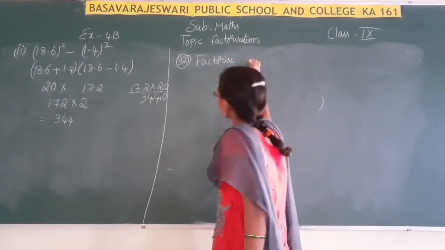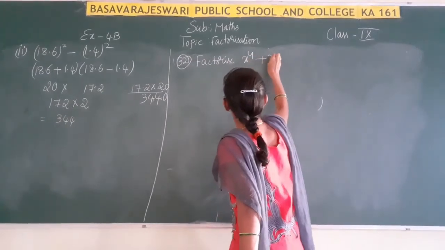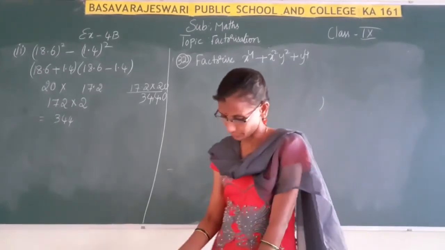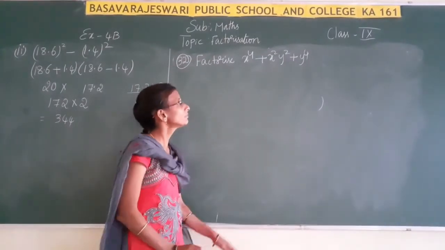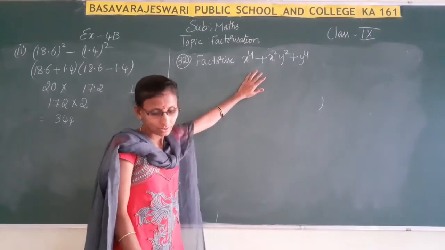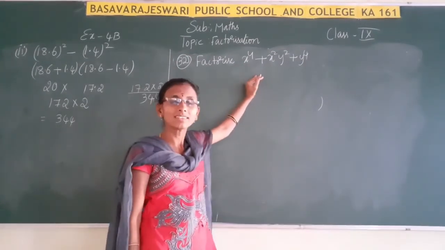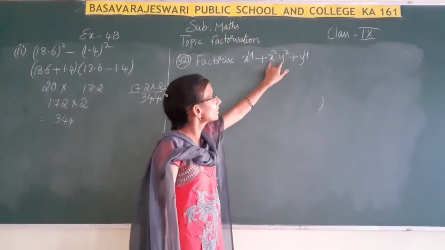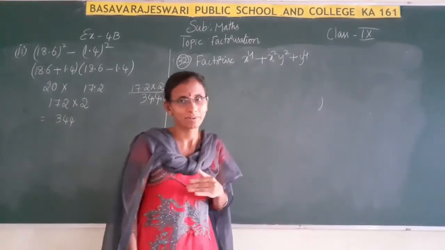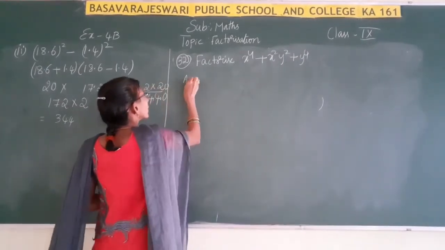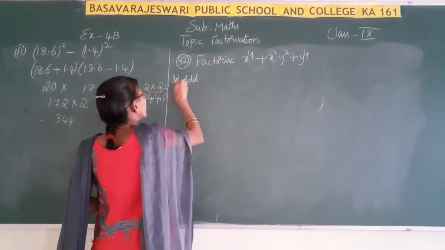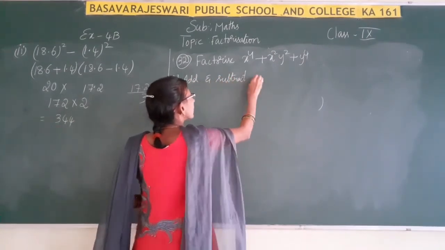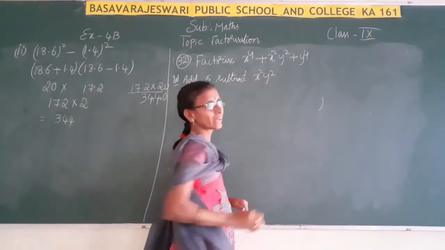Factorize x power 4 plus x square y square plus y power 4. In this problem, in order to factorize this, we will add and subtract x square y square. This type of term, one more we will add and subtract.